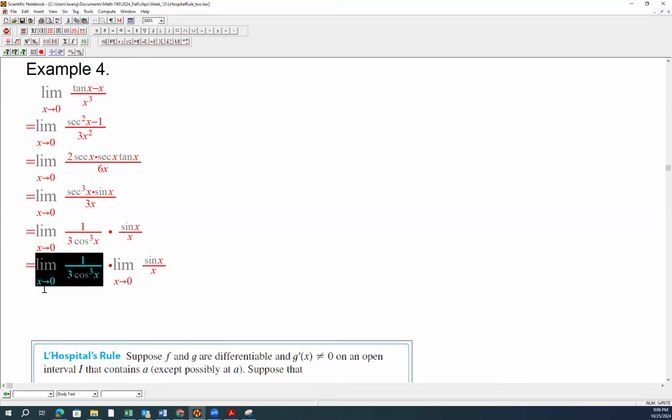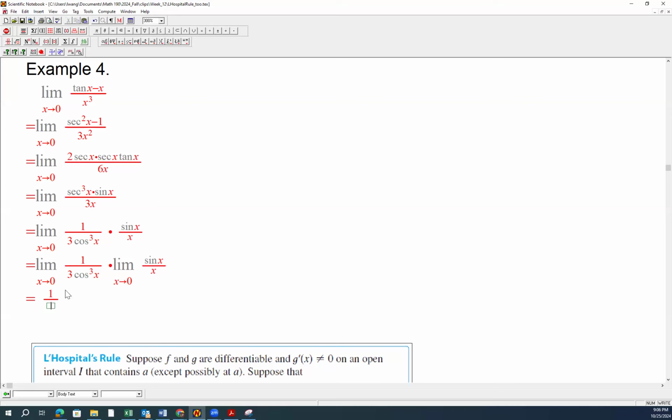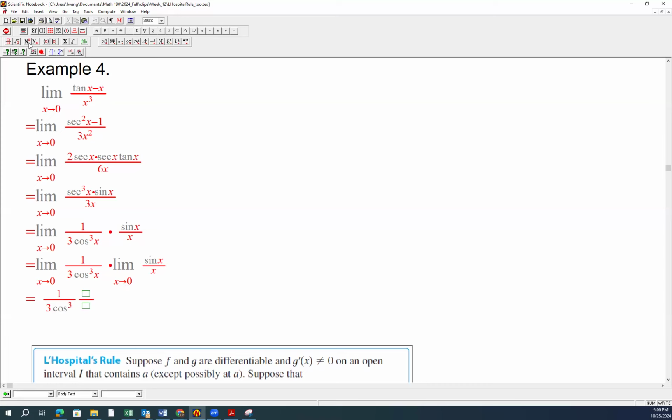The former is a direct substitution. That's going to be 1 over 3 multiplied by 1 over cosine to the power 3 of 0. Cosine 0 equals 1, right? And the limit of this piece, sine x over x, is just equal to 1. So finally, the limit is a third.